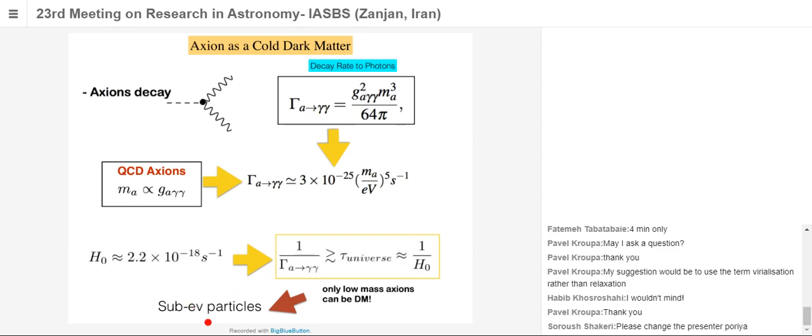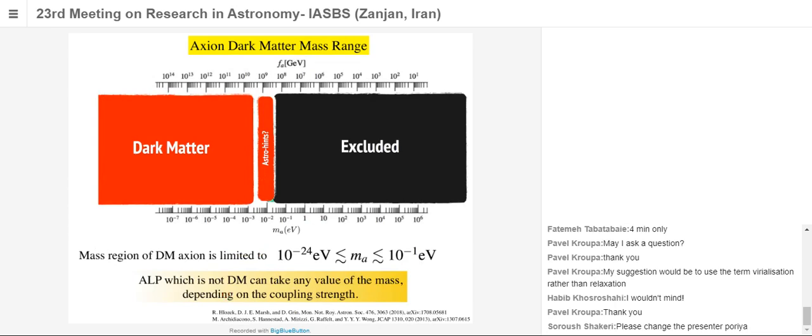This gives you this sub-electron volt particle. So if we are talking about the axion as a dark matter candidate, this part of the parameter space is excluded at the beginning. And the axion can exist as dark matter only in this mass window, between 10 to the minus 11 and 10 to the minus 24 electron volts. So if we don't care about the axion being dark matter, it could have any value of mass depending on the coupling strength.